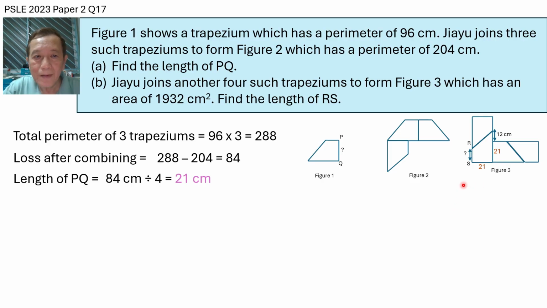Next, the area of figure 3 is 1932 cm squared, which is the total area of two identical rectangles. So the area of one rectangle is 1932 divided by 2 equal 966.